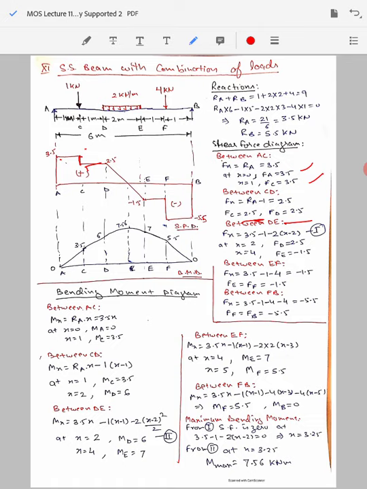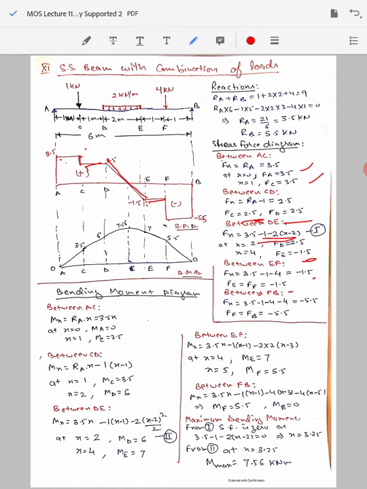Then at x equal to 4 or FE, it goes to minus 1.5. So from 2.5 it is changing to minus 1.5, and it has a linear relationship with x. So from 2.5 to minus 1.5 there will be a negative slope line here, which is a straight line connecting these 2 points. Then it remains minus 1.5 from FE to FF, so there is a constant horizontal line here.